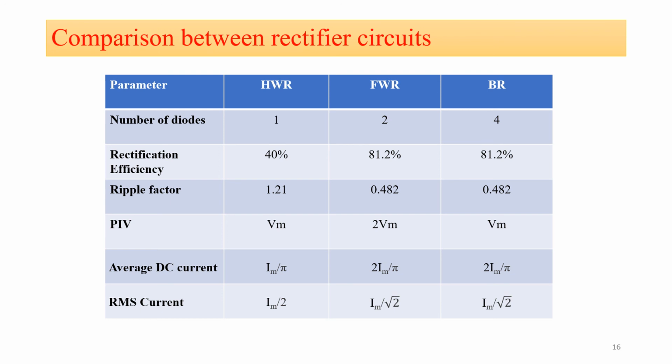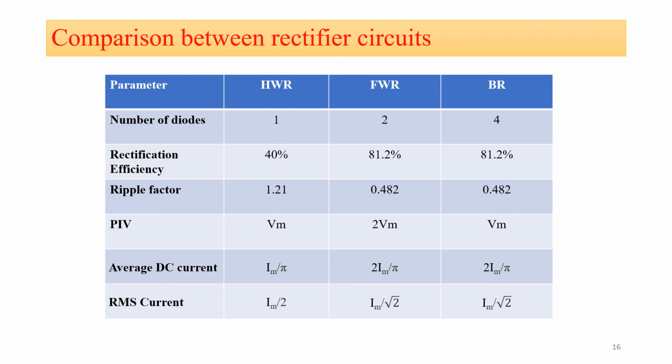Then average DC current, IDC, which equals Im by pi for the half wave rectifier. For the full wave rectifier with center tap transformer and for the bridge rectifier it is 2 Im by pi. And the last parameter, RMS current, IRMS, equals Im by 2 for the half wave rectifier, but for the full wave rectifier with center tap transformer and the bridge rectifier it is Im by root 2.